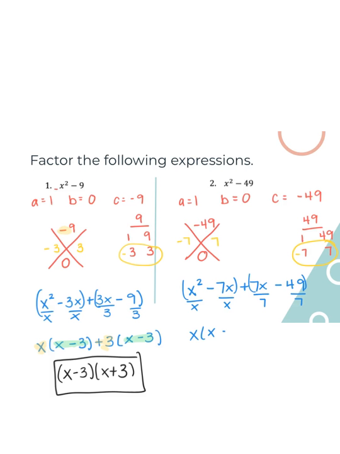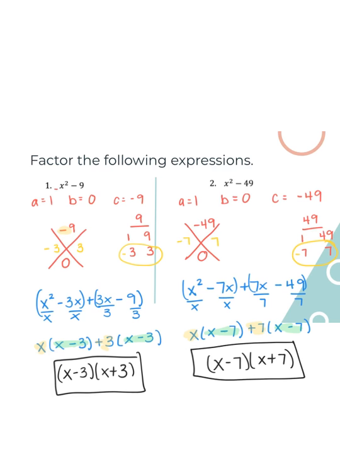And 7x divided by x is just your 7, plus my 7 out front. 7x divided by 7 is just my x. And then negative 49 divided by 7 is negative 7. Check to make sure the insides match. Those look good. So x minus 7. And then my outsides, x plus 7. And that's going to be my final answer.